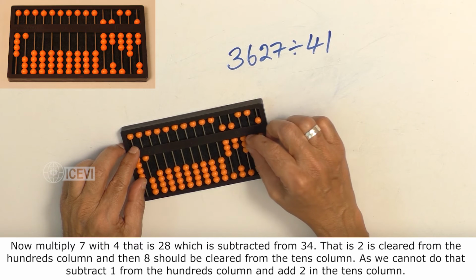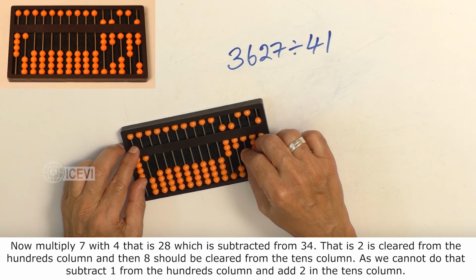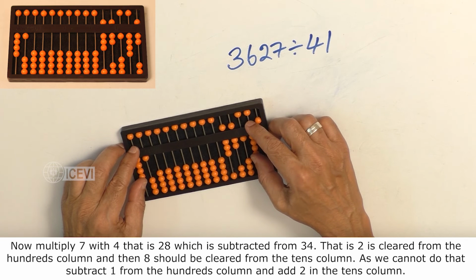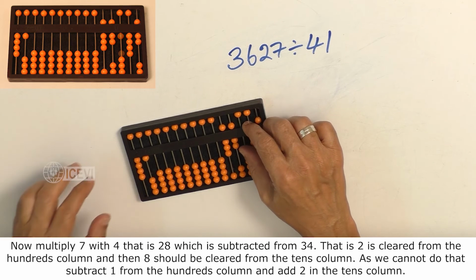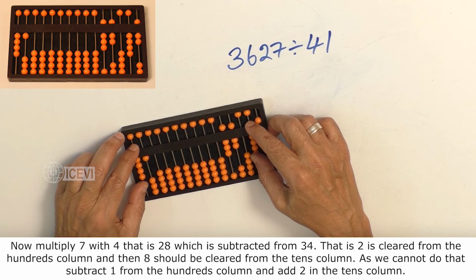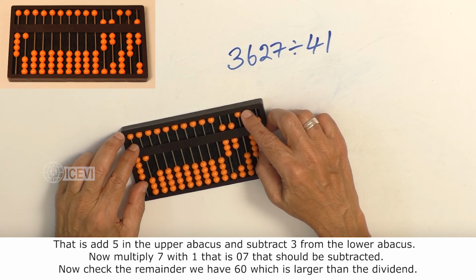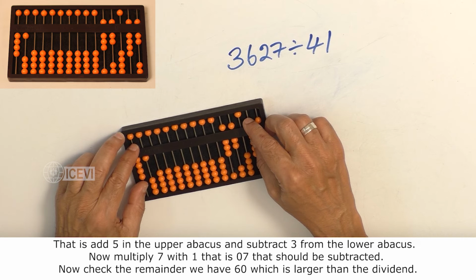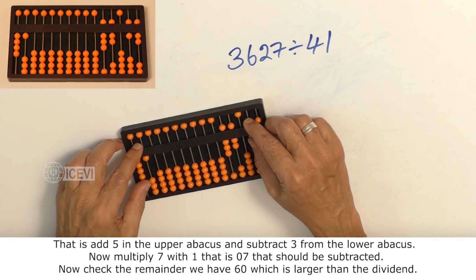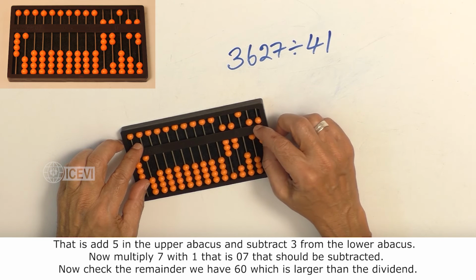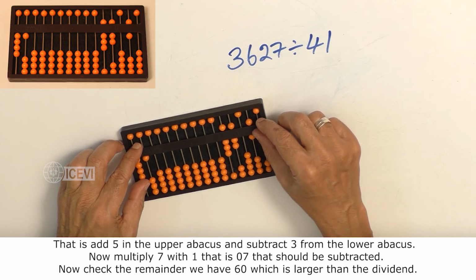That is, 2 is cleared in the hundreds column, and then 8 should be cleared from the tens column. As we cannot do that, subtract 1 in the hundreds column and add 2 in the tens column. That is, add 5 in the upper abacus and subtract 3 in the lower abacus. Now multiply 7 with 1, that is 07, that should be subtracted. That is, 0 from the tens column and 7 from the units column.